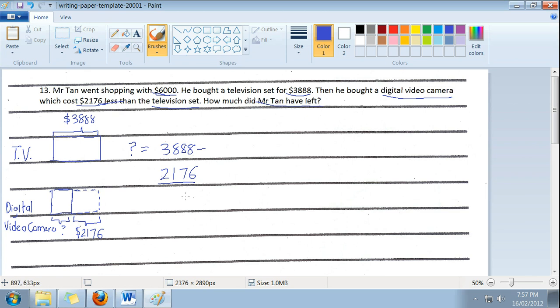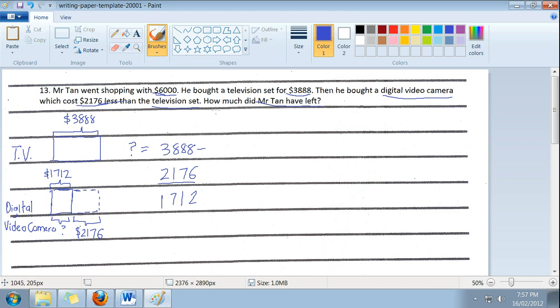Alright, so 8 take away 6 is 2, 8 take away 7 is 1, 8 take away 1 is 7, 3 take away 2 is 1. So we know that the digital video camera is 1,712. Alright, let's redraw this.